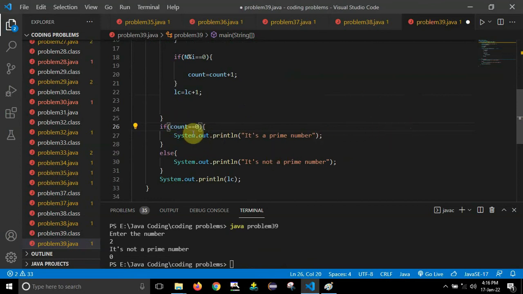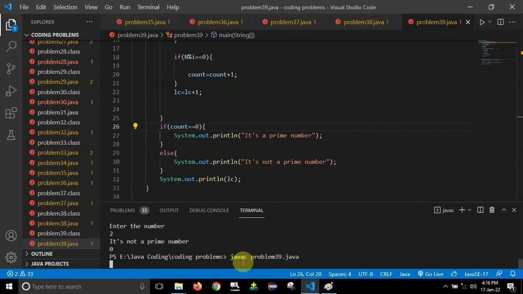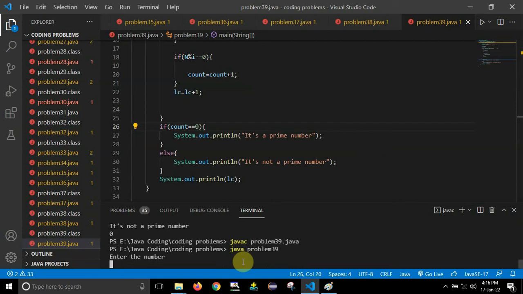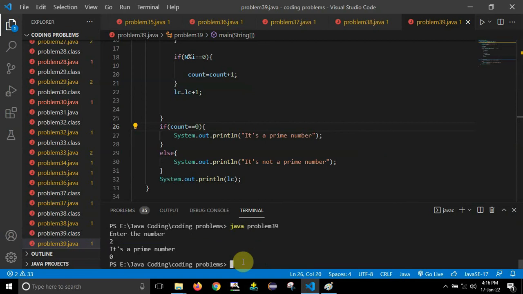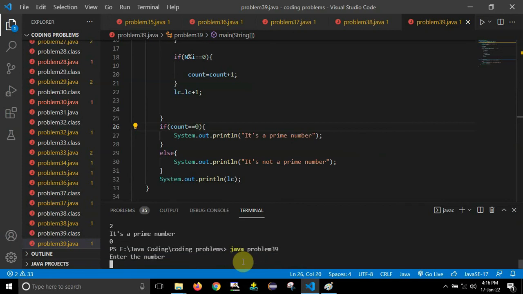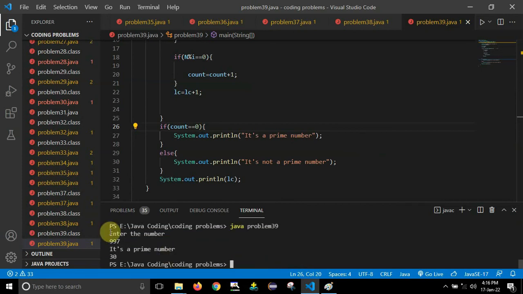So when count is equal to 0, I can say it's a prime number, and otherwise it will not be a prime number. Let me just show it again, and here you can see 2, so it's a prime number. Now again I will run this one. Okay, 997, this time you can see it's a prime number. This time it is the right output.